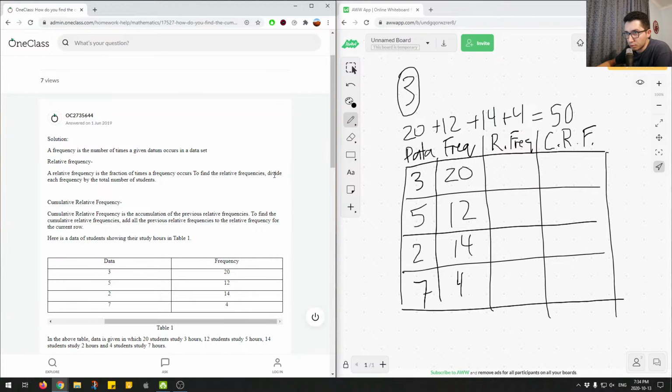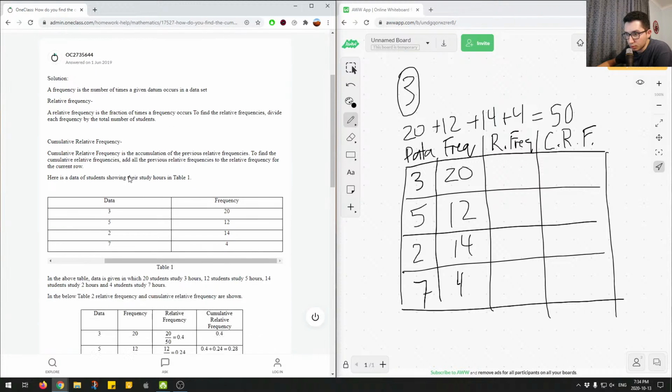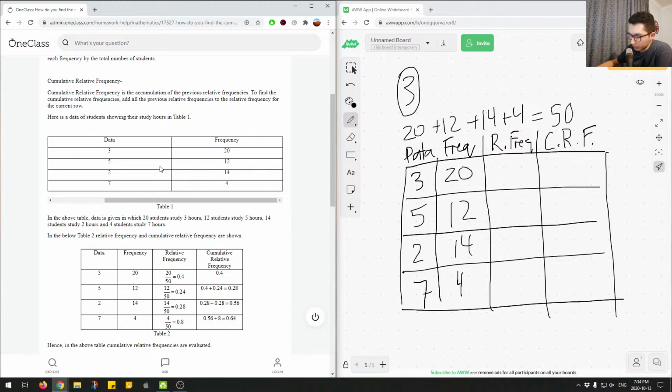To find the relative frequency, divide each frequency by the total number of students, and that's what we're going to do. So we know the total is 50. For the first relative frequency, we take 20 divided by 50, and that will give us 0.4. We double check, put this in our calculator, and we get 0.4.